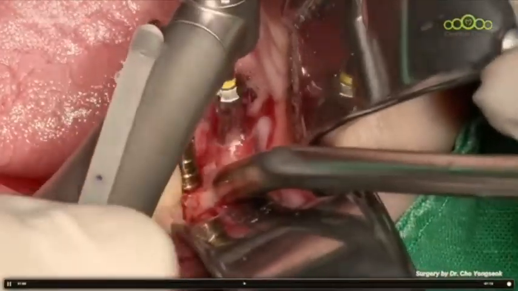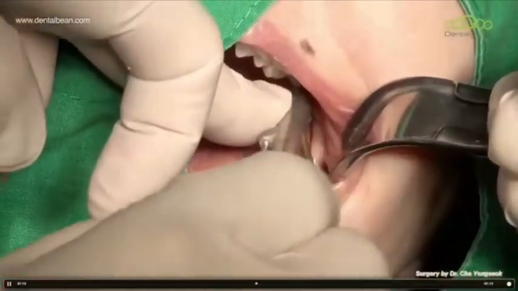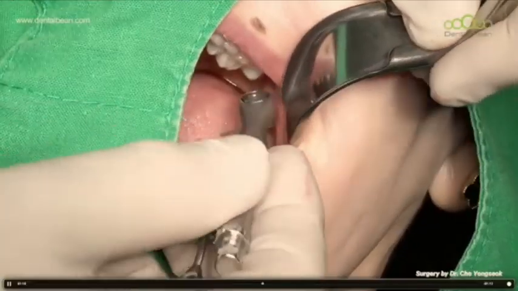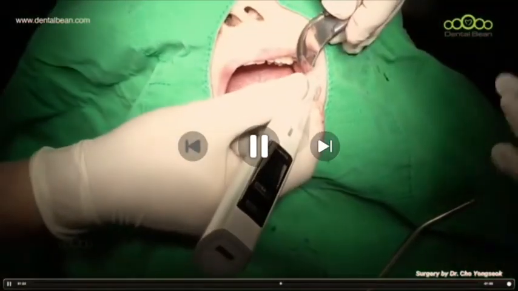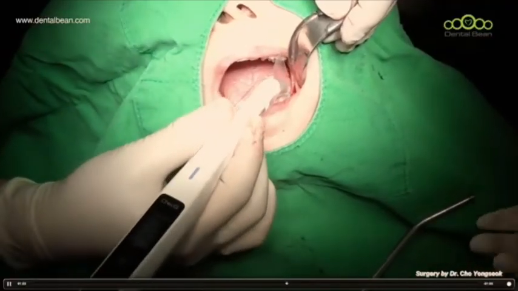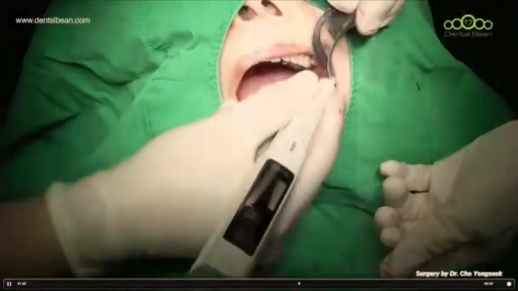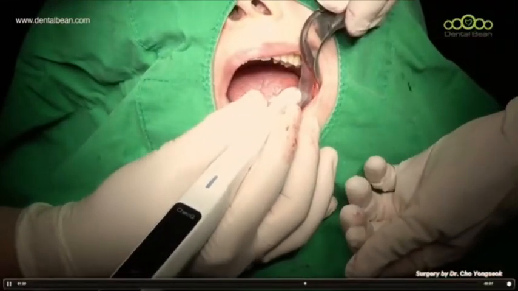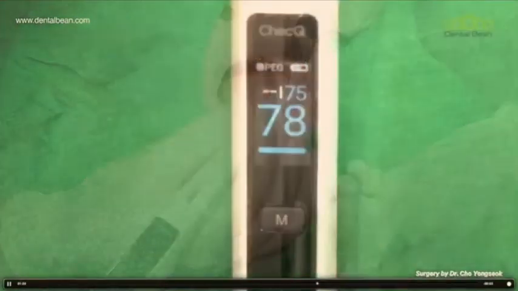The XL implant is nice in normal bone, hard bone, or soft bone also. In soft bone, I can do under preparation, and the implant can get stability with a long pin in the XL implant. Here, measure the ISQ value.